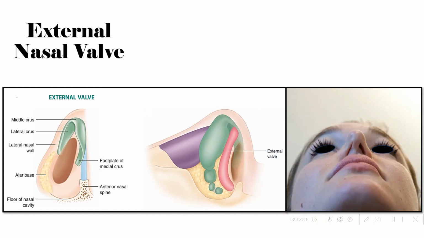Based on clinical experience and recent cadaver dissections, external valve collapse can be classified into either anatomical obstruction or anatomical instability. The 3 most common causes of anatomical obstruction in primary cases are caudal septal deviation, alar rim collapse, and nostril narrowing due to columellar widening.